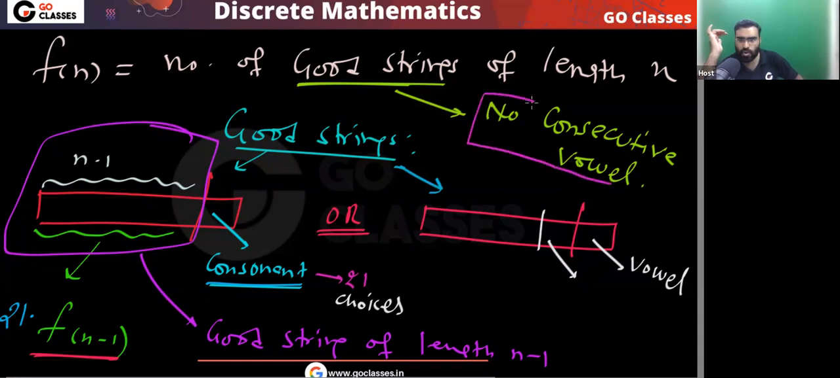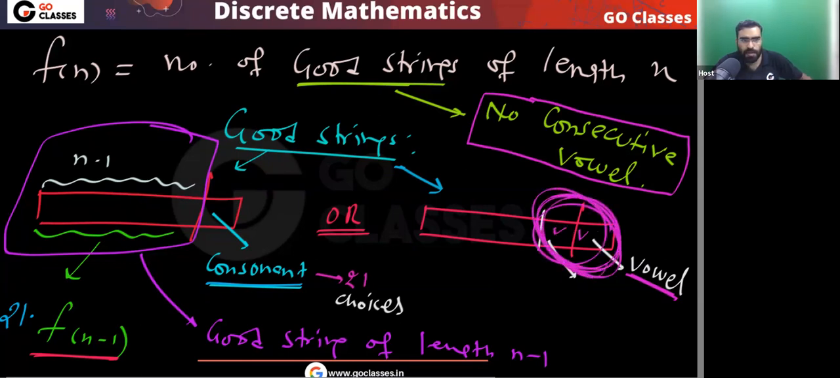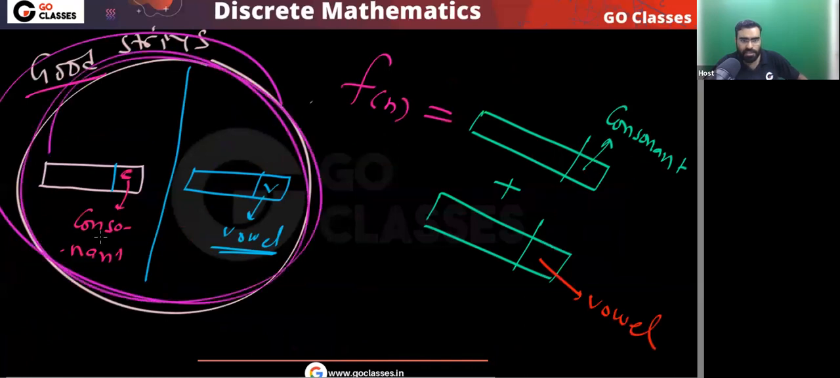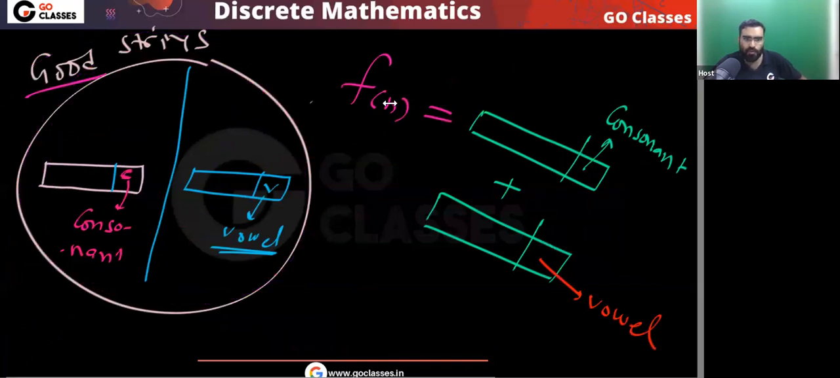Good string means no consecutive vowels. So if the last position is a vowel, then the second last position cannot be a vowel. That is not a good string. I am focusing on the good string. My complete focus is on the good string. I want to count the number of good strings.